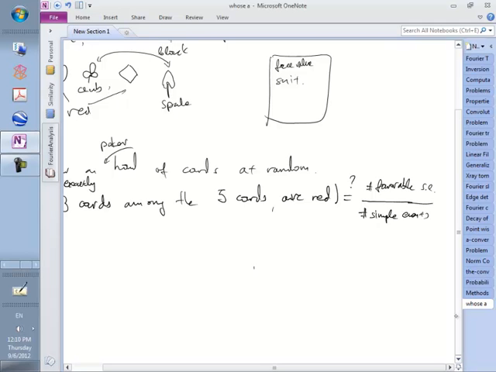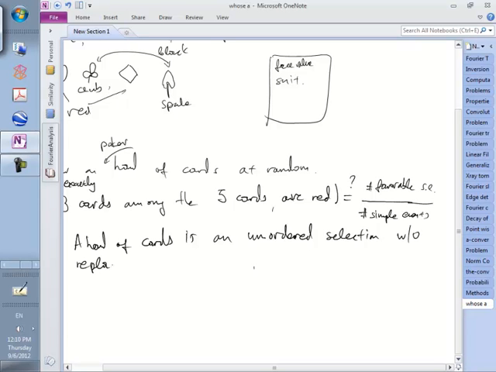So what else do we do? Does the order count? No. The order doesn't count because we say a hand of cards. You can arrange the cards as you hold them in any way you want. So the order does not matter. So a hand of cards, for those reasons that we have mentioned, is an unordered selection without replacement. And how do we call this? This is a combination of a 5-card hand, or 5 cards, out of the 52.